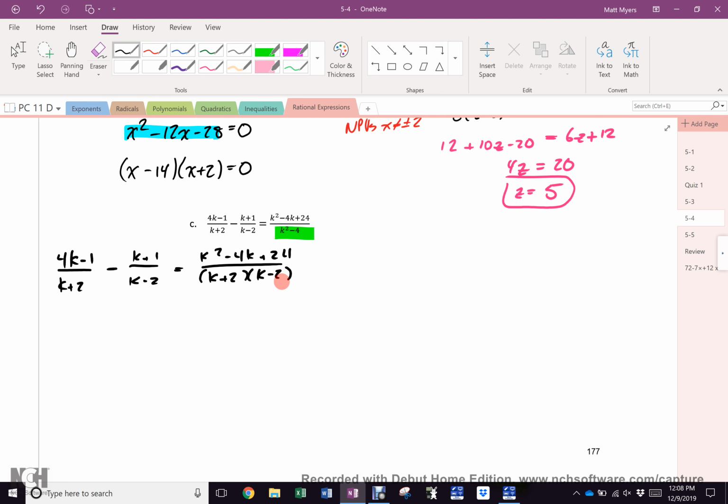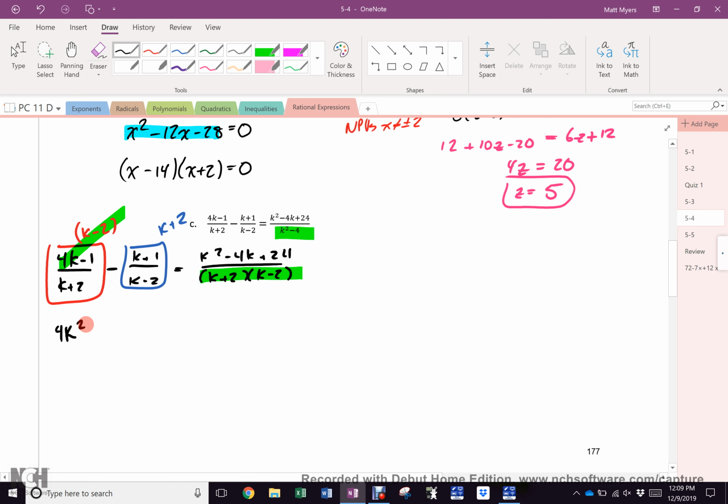Is there anybody that does not see the common denominator? What is it? K plus 2, k minus 2. So, if that's my common denominator, what is missing there? K minus 2. What is missing there? K plus 2. Once I have that established, do the denominators matter at all? No. So the first thing I have to do is that distribution.